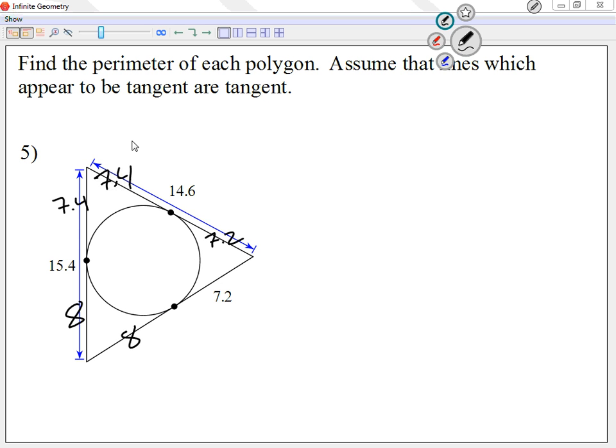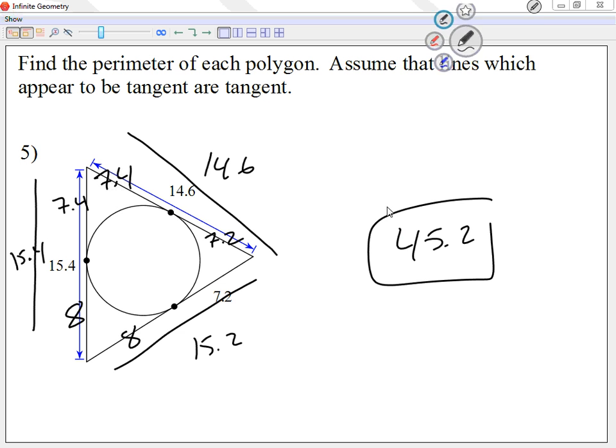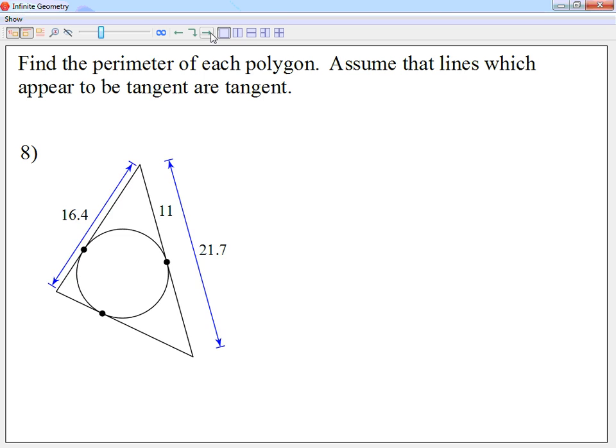Now for the perimeter, this whole side is 14.6. This whole side right here is 15.4. And this whole side right here is 15.2. Add everything, and that's your perimeter. You guys get 45.2, right? Alright, so far so good, not bad. In fact, when we covered tangents, you guys said it was not that bad. Alright, so that was the easy part.